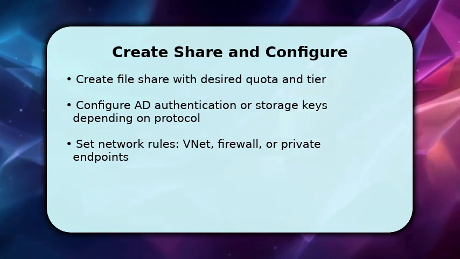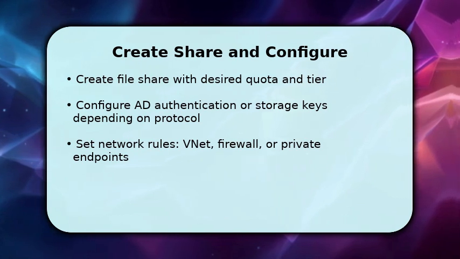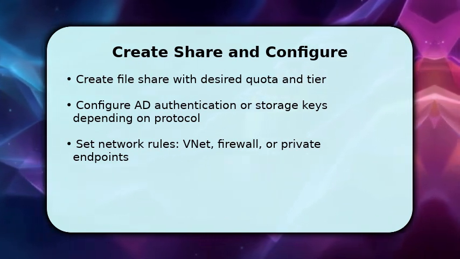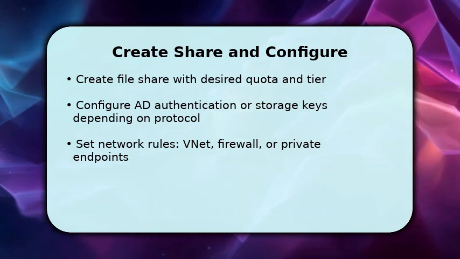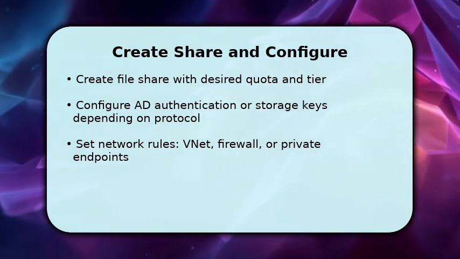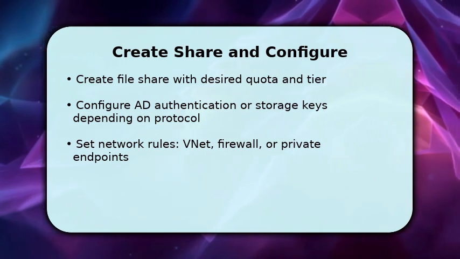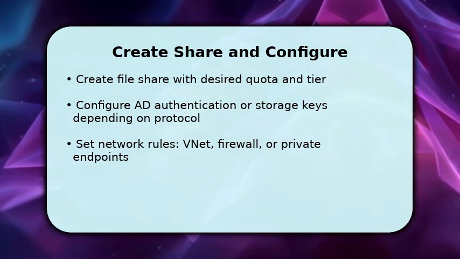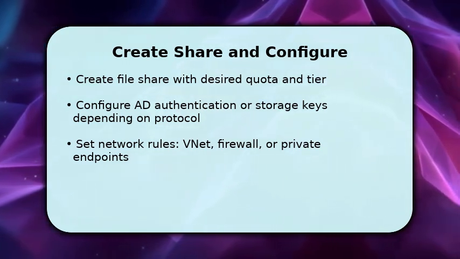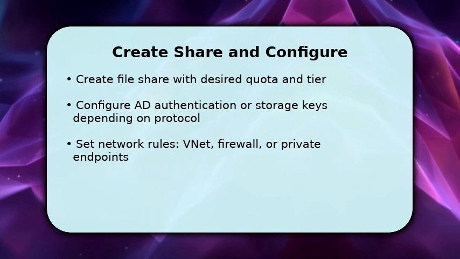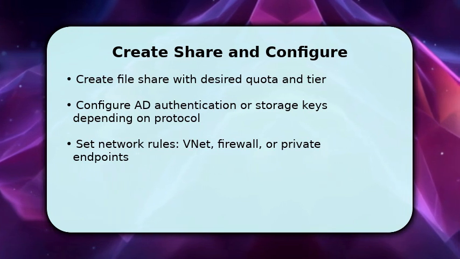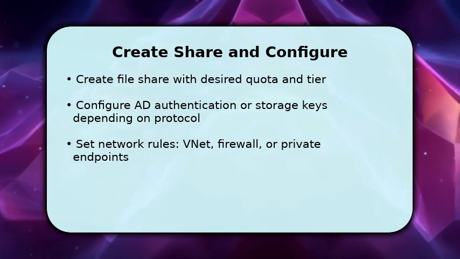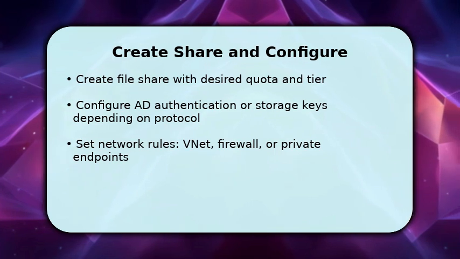Next, configure authentication. Join to Azure AD or configure AD DS for SMB, or use identity-based NFS controls. Once done, secure access by adding a private endpoint or VNet rules and firewall exceptions so only your clients can reach the share. Make sure to rotate keys or prefer managed identities for long-term security, and document the share path for mounting.